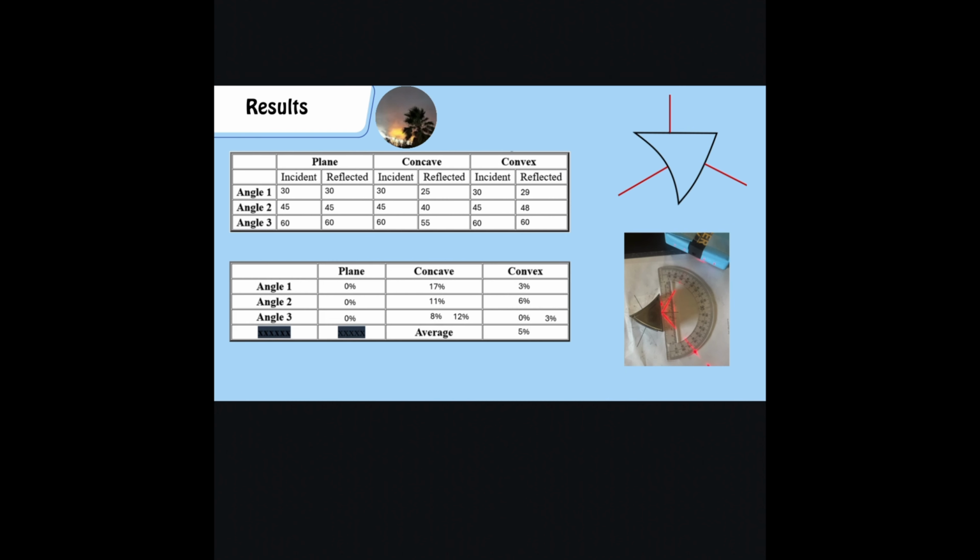For 30 degrees, it had negative 1 degree, which gave us a 3% difference. For 45, there was a plus 3 degrees, which gave us a 6% difference. And for the 60 degrees, there was no difference. When 60 was reflected, it gave us 60 degrees. And so far, for the convex, the average percent difference was 3%. And we gathered all these percent differences and averaged them out, and it gave us a 5% difference.